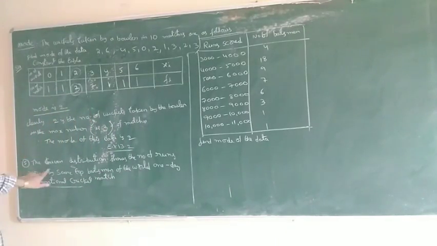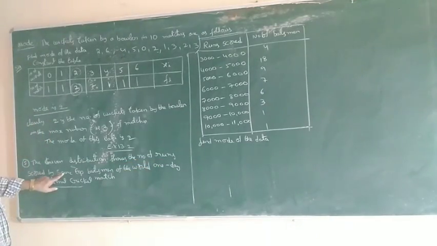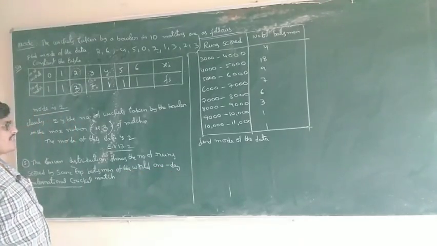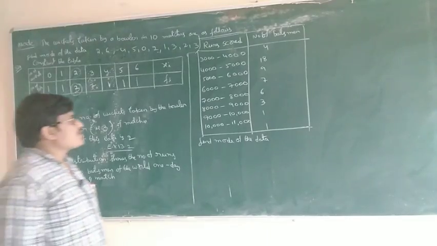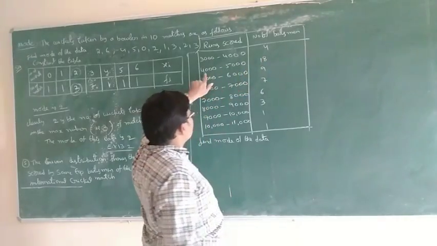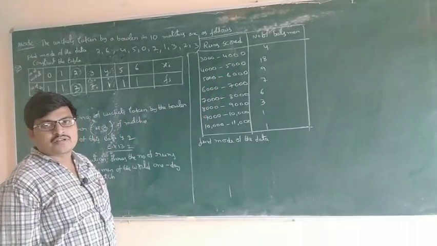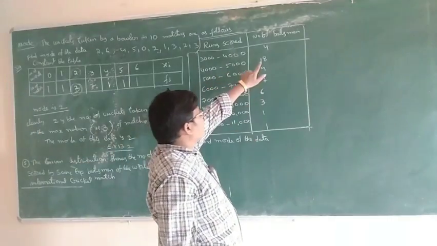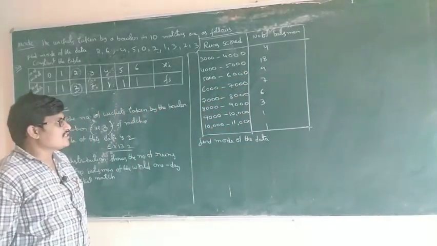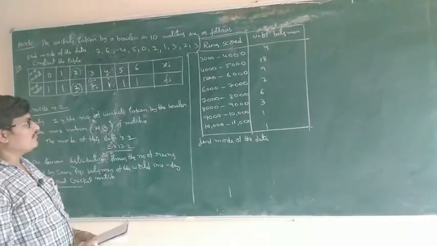The given distribution shows the number of runs scored by some top batsmen of the one-day international cricket match. Runs scored 3,000 to 4,000, how many members? 4 batsmen. 4,000 to 5,000, how many batsmen are there? 18 members. 5 to 6, 9 members. 6 to 7, 7 members. This is the given data. Find the mode of the data.